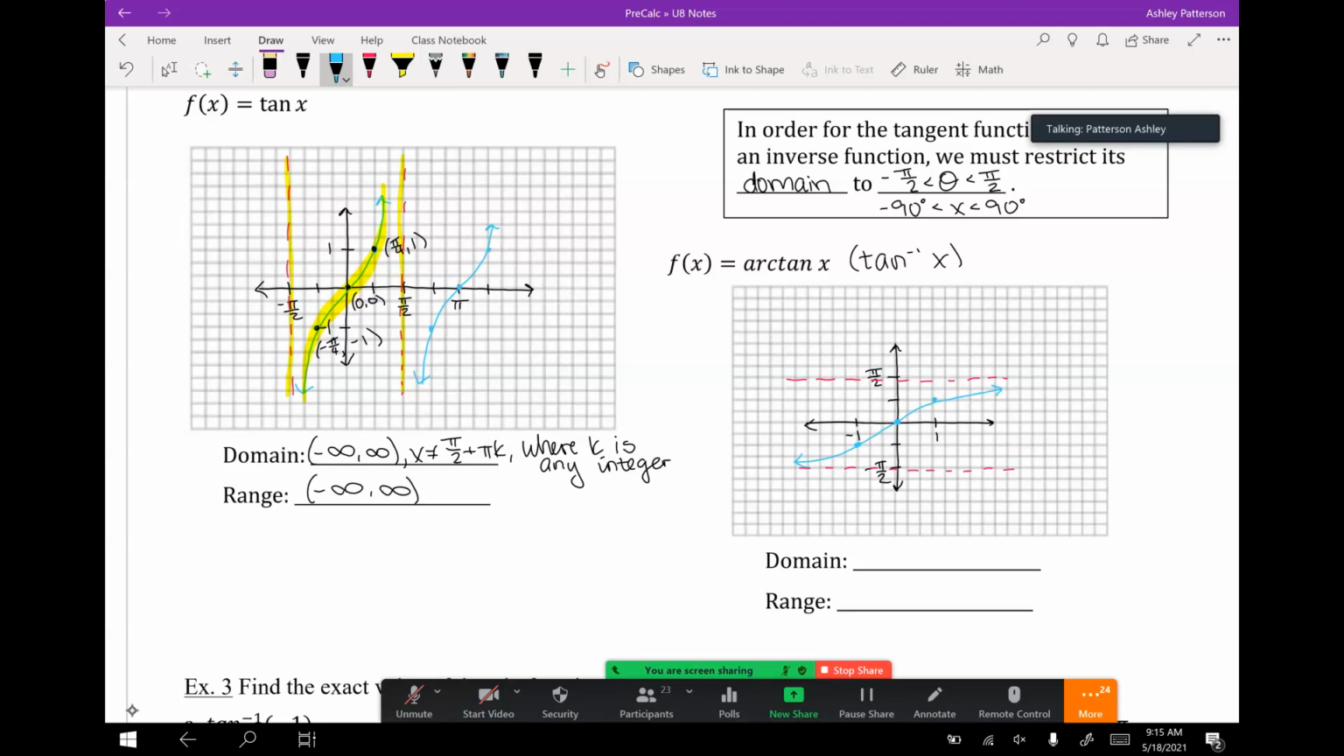Making sure when you draw it in to not cross those horizontal asymptotes, please. They are boundary lines. Now for our inverse, their domain is all real numbers this time around. And we can see that the range goes from negative pi over 2 to positive pi over 2, non-inclusive. So we have parentheses to show that the function does not exist at those radian measures.